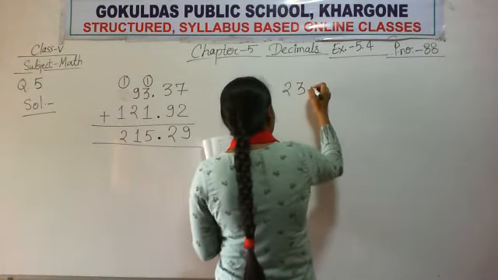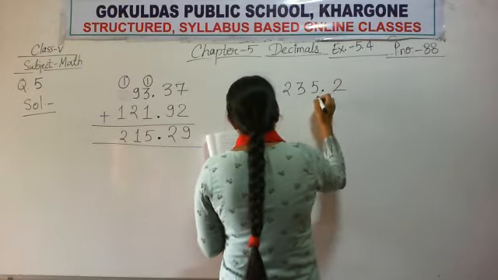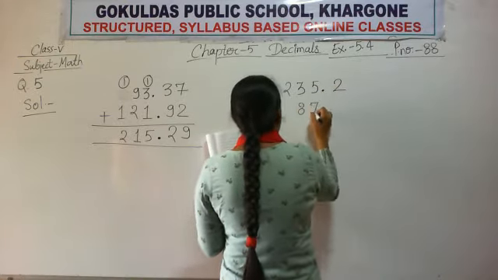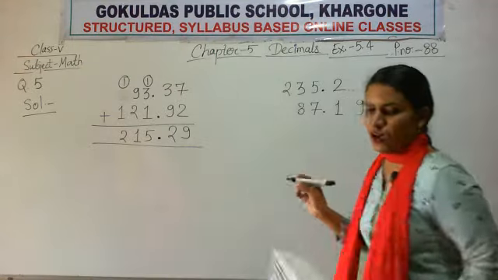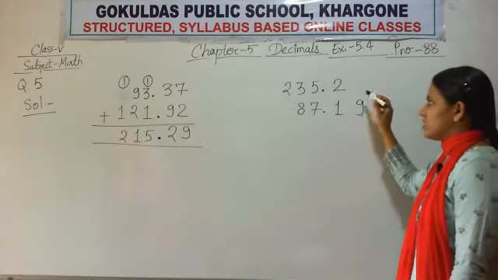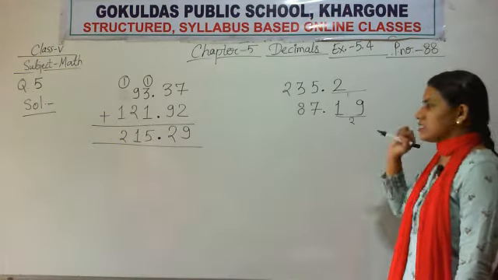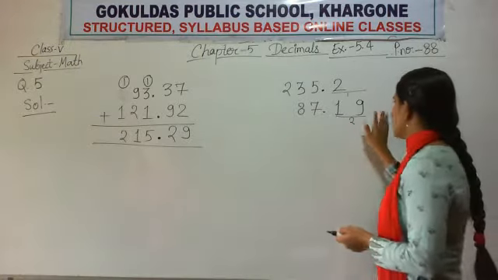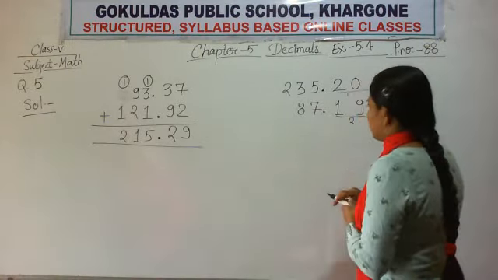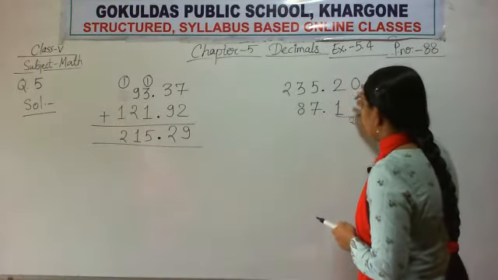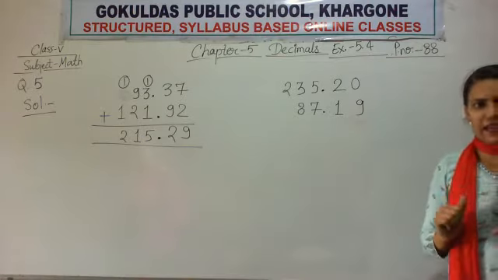So first number is 235.2 and second number is 87.19. Now check the number of digits after the decimal. The number of digits after the decimal here is 1. Here the number of digits after the decimal is 2. So to make like decimals, I will add a 0 in the decimal part. Now both numbers have 2 digits in the decimal part, which means now they are like decimals.